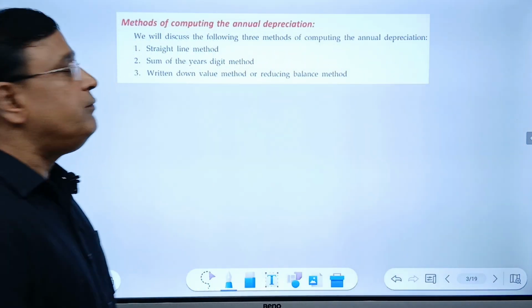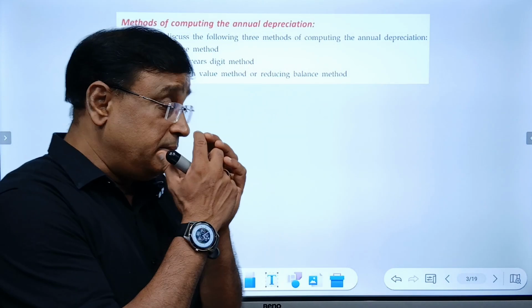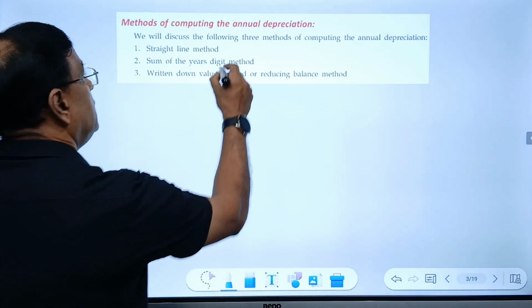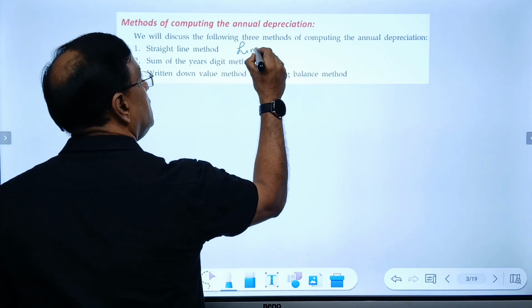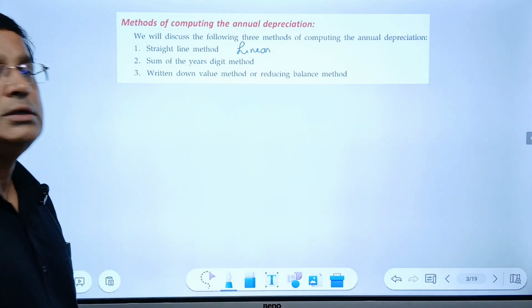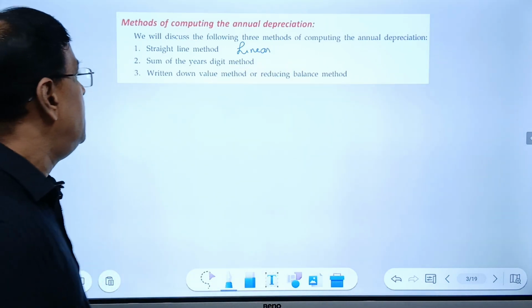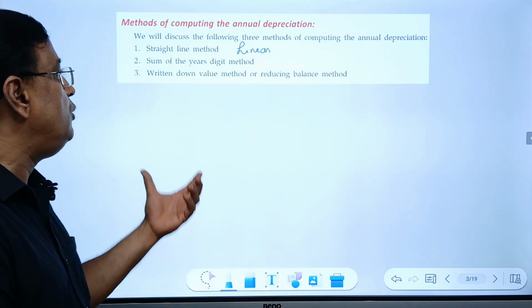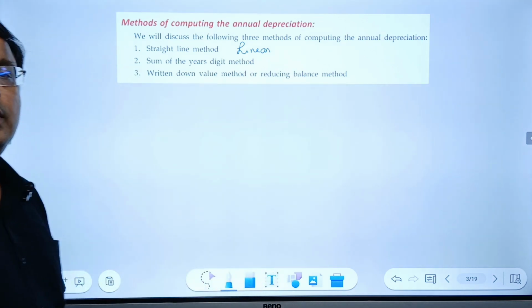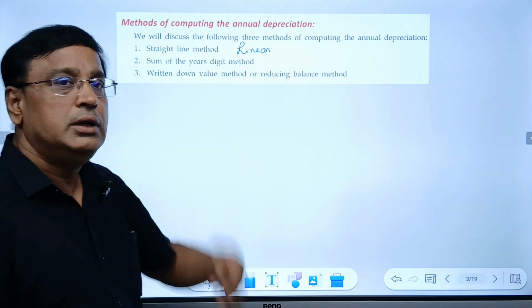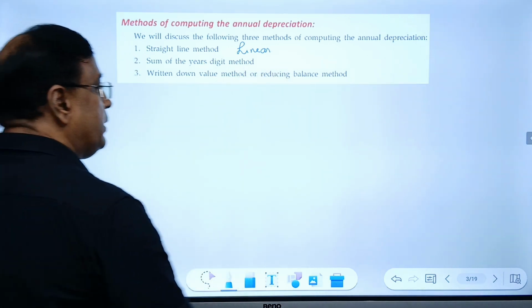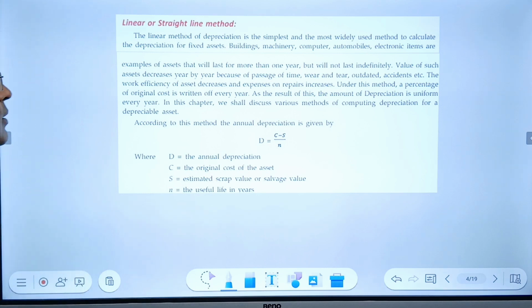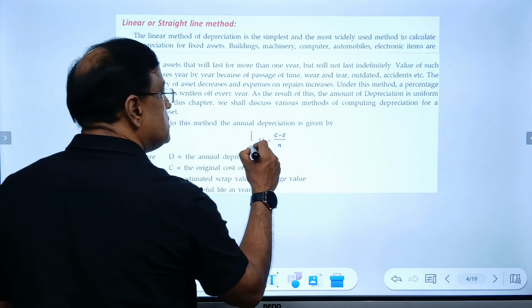Now, there are different ways of computing depreciation. The one method is called the straight line method, otherwise called the linear method. The second method is called the sum of the years digit method, and the third one is the reducing balance method, or down value method, something similar to EMI. Okay, now how do we go about it? First one is the straight line method. In this method, this is the formula.